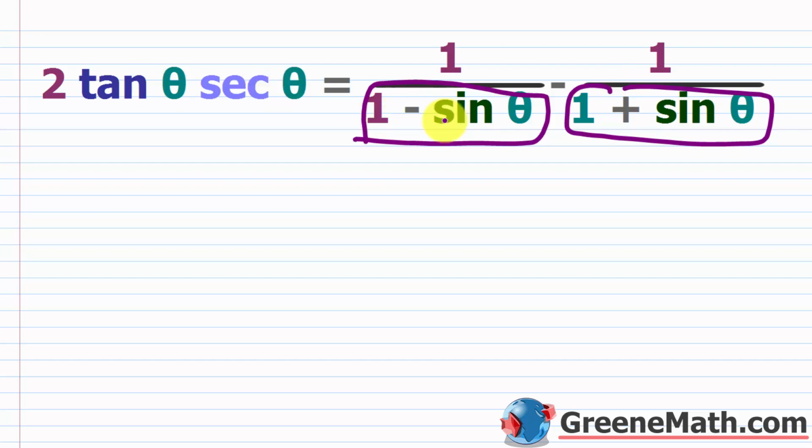Before I do anything, I just want to do this off to the side so I have a lot of room to work. I know that I would want to get a common denominator here. Okay, so how would I do that? Again, I'm thinking about conjugates.